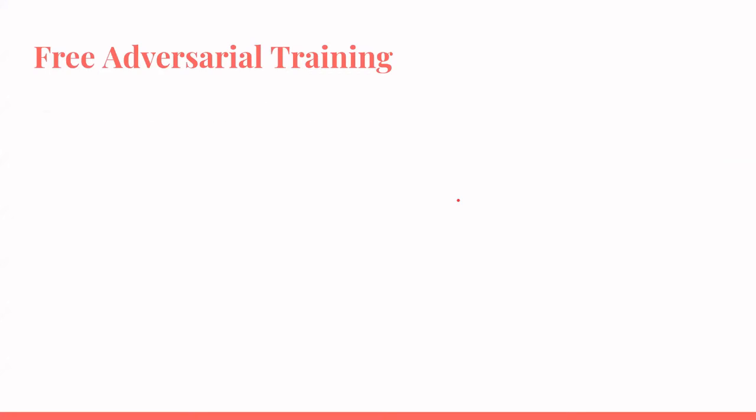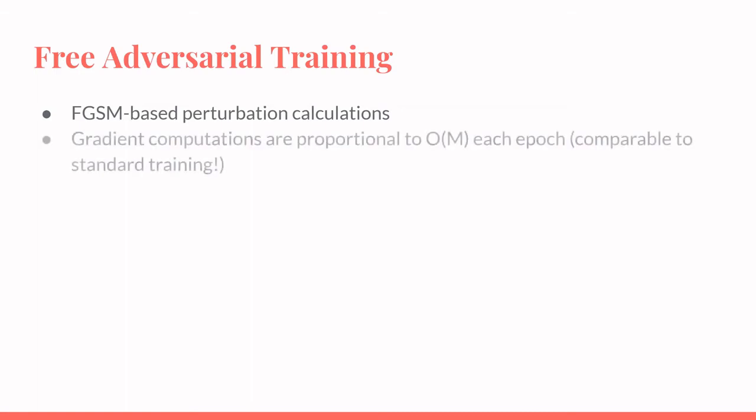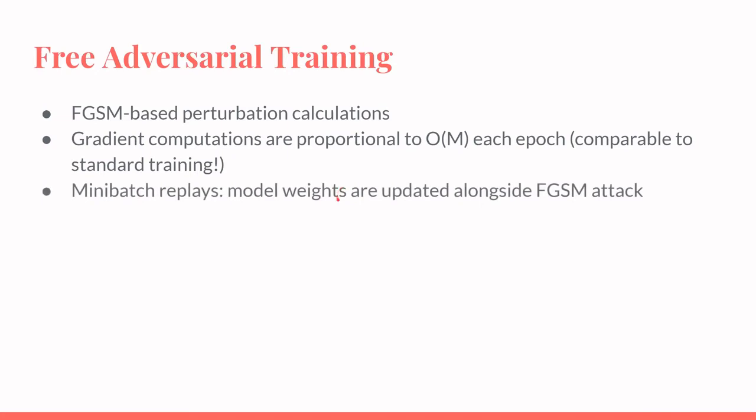Now, free adversarial training makes some improvements. It uses FGSM-based perturbation calculations, and amazingly, the gradient computations are proportional to O(M) each epoch, which is, like I said before, comparable to standard training. It's great. It's much more efficient. And they're able to do this with something called mini batch replays. Model weights are updated alongside the FGSM attack, resulting in less computation.